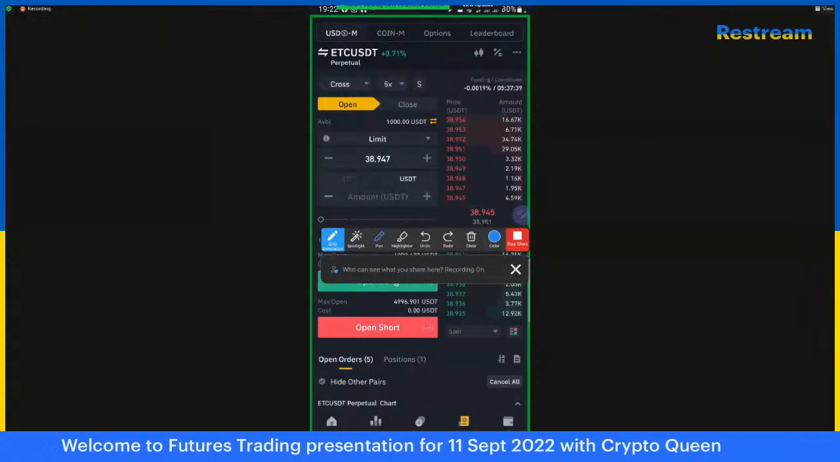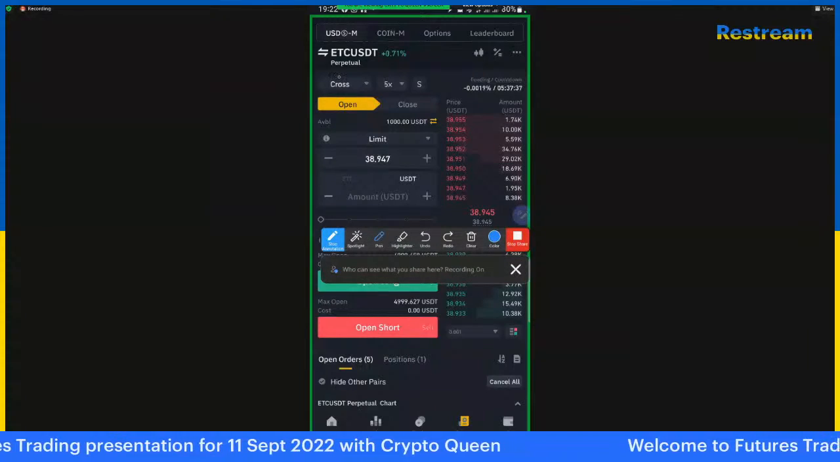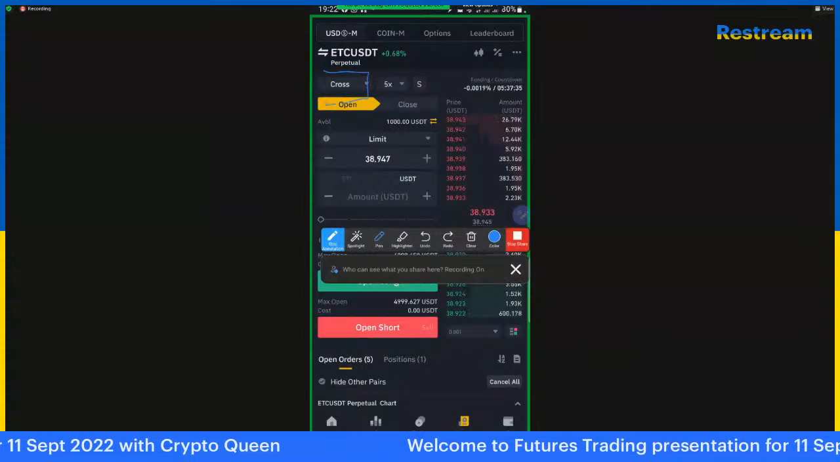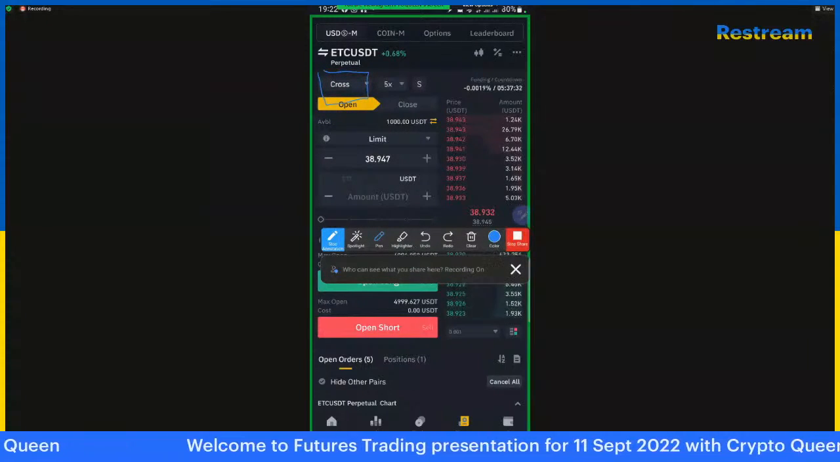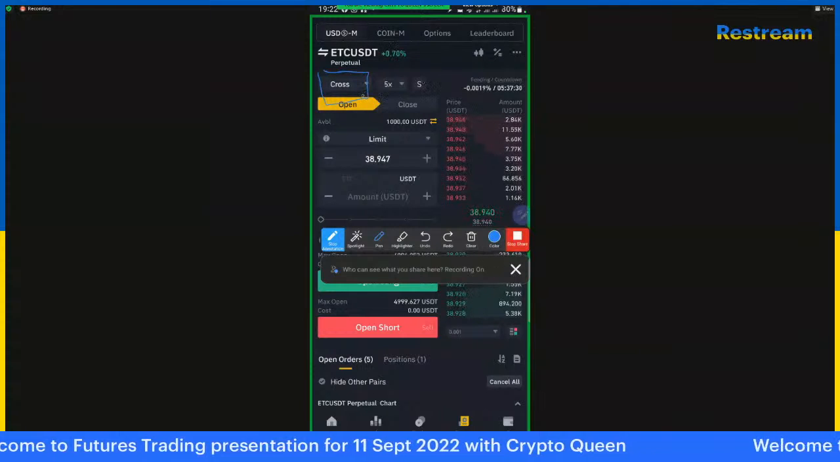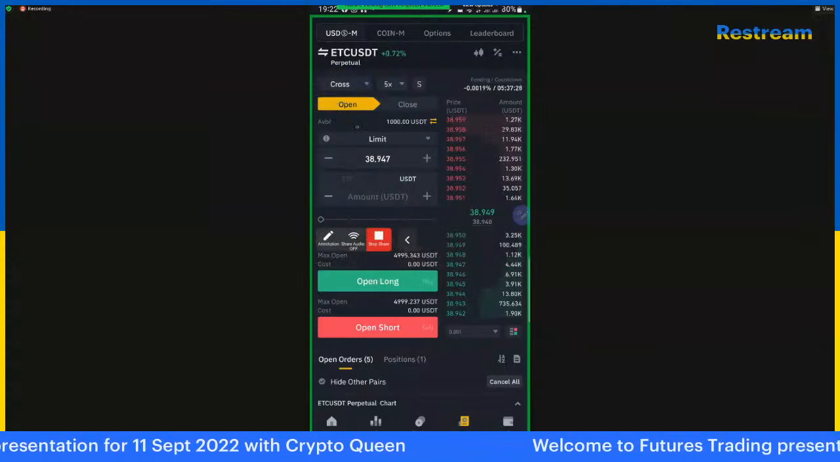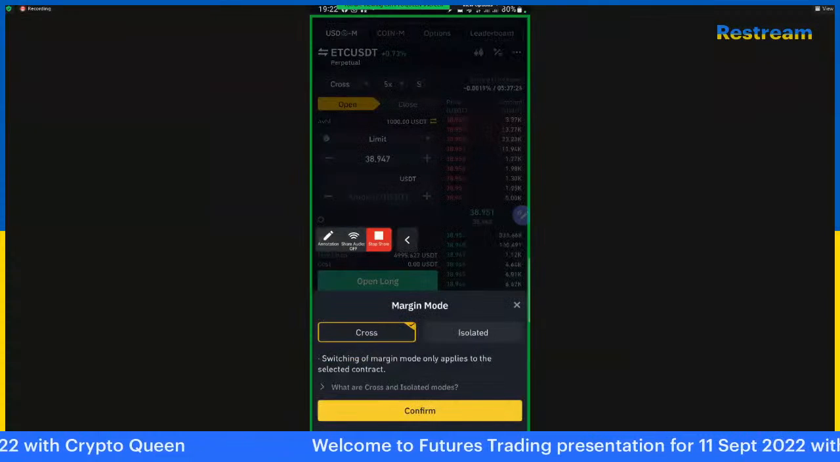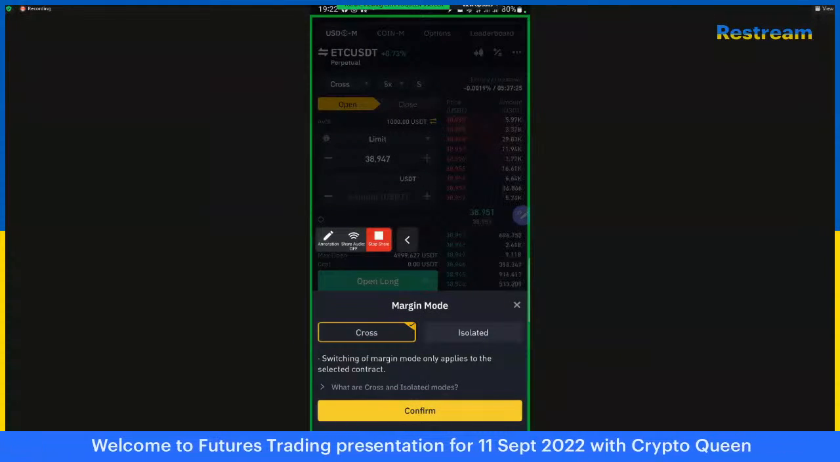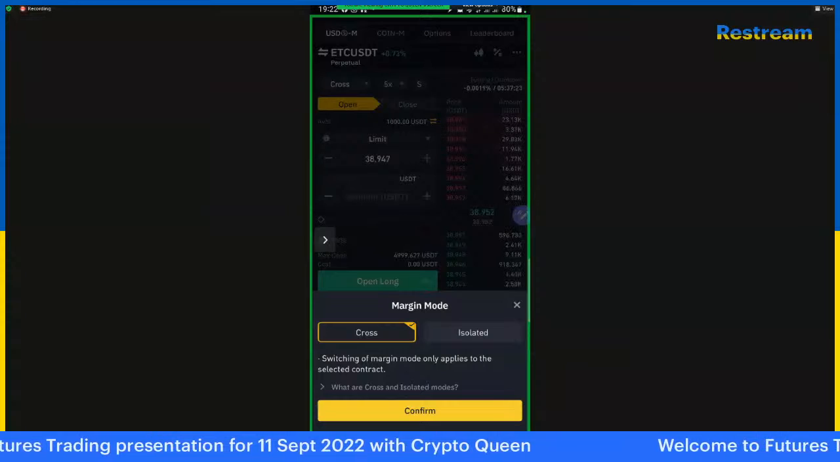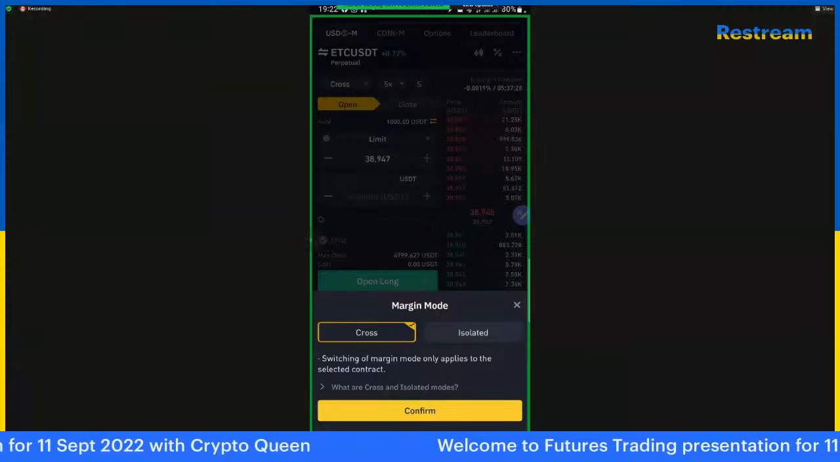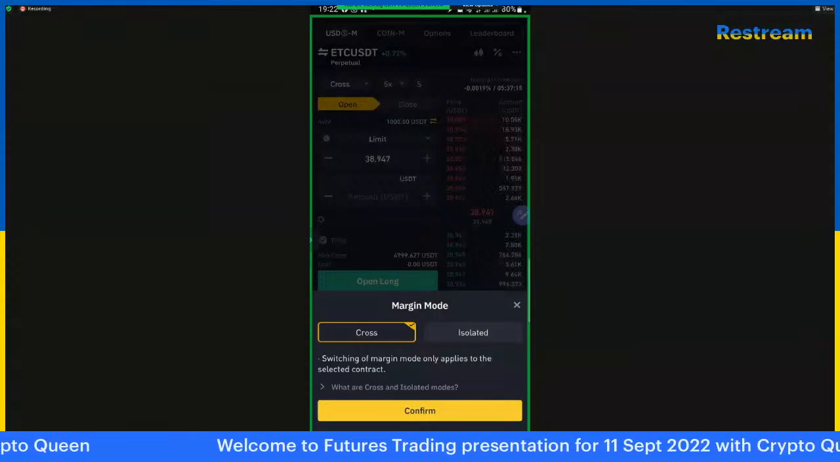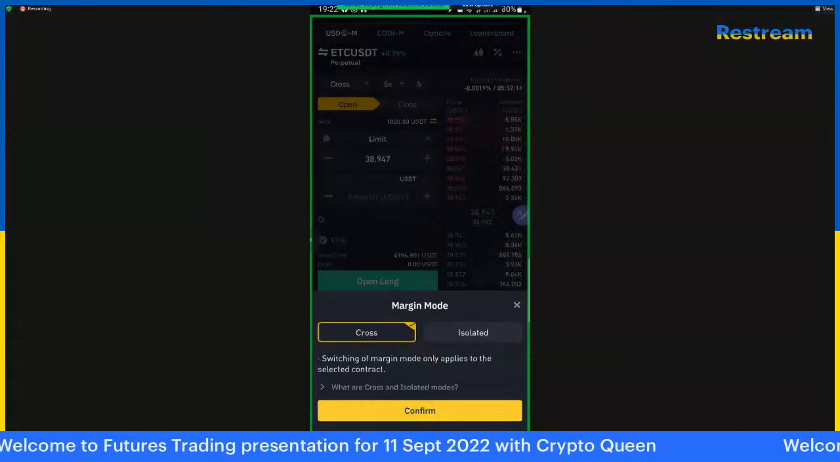This is what we call, and then I will explain. We have two types of margin in futures. We have cross margin here, and we have isolated margin. So this is cross margin, this is isolated. When you come to trade in futures, the first thing you ask yourself is: am I trading isolated? Am I trading cross? It is a decision you need to make.